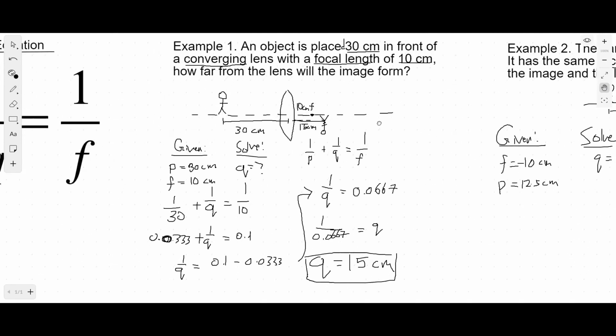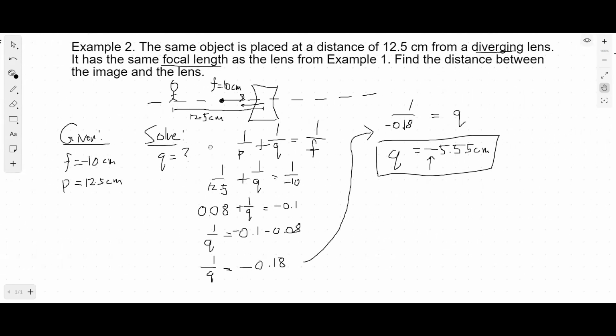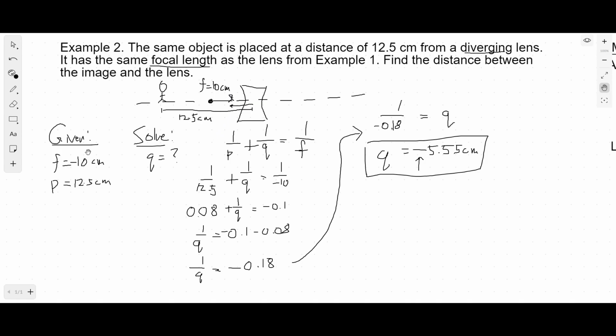So over here, our image is to the right. We got a positive q number, which makes perfect sense, and we used a positive number for focal length because it's to the right. For a diverging lens, we used a negative number for our focal length because focal lengths for diverging lenses are to the left, and our image is to the left, and that's why we get a negative number for our q. So everything makes sense here.